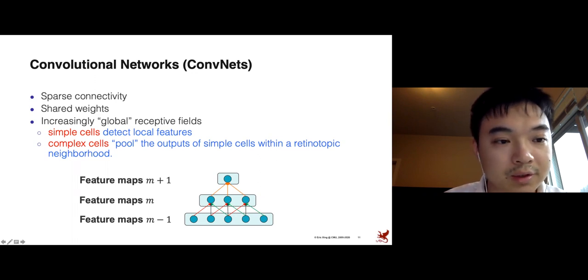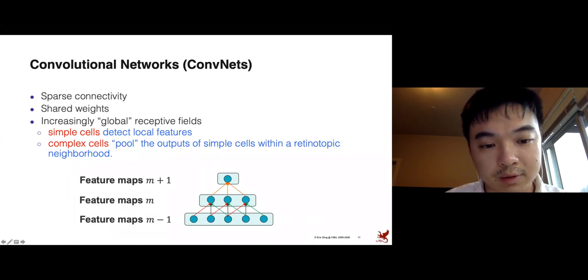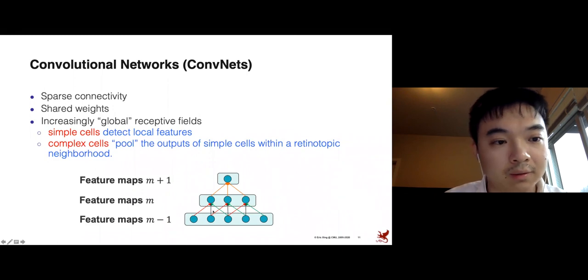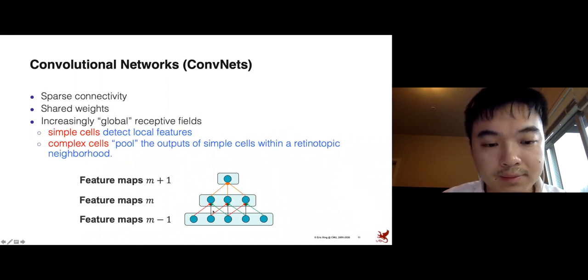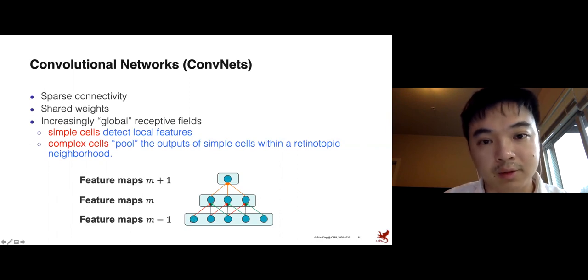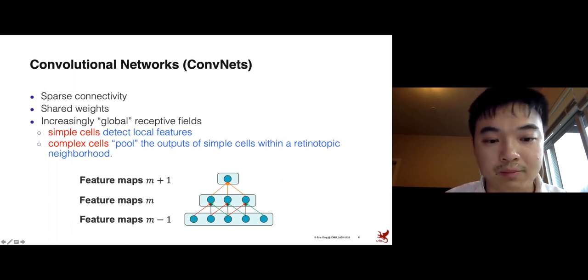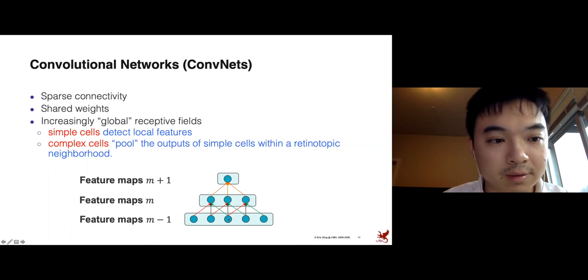And we do this shared weighting; these connections in the same color are basically sharing the weights. So this basically gives you the translation invariance concept, right? If the person is here, this neuron can capture this signal, and when the person is translated to the right, this neuron can still capture this concept.